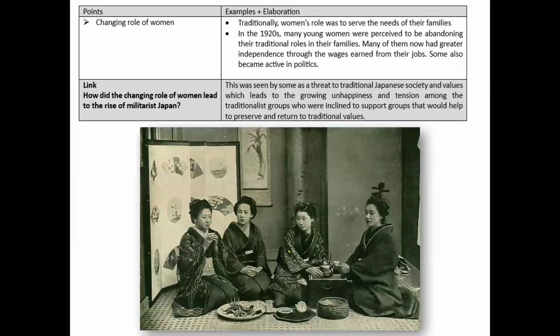Now, next is, of course, this changing role of women. A lot of women were now more independent, they were working, and some of them were even active in politics. But this was a sore thumb to society because they felt that it was an erosion of traditional Japanese society. And they were very much traditional, and they were inclined to support groups that would help to preserve and return to traditional values. And you will see that it is not the civilian or the parliamentary or the democratic government. Later on, it will be the military who will champion the fact that the woman's role is still within the family.